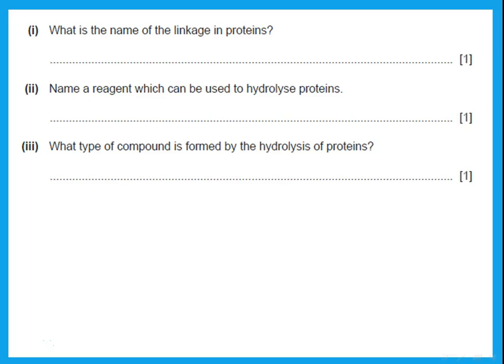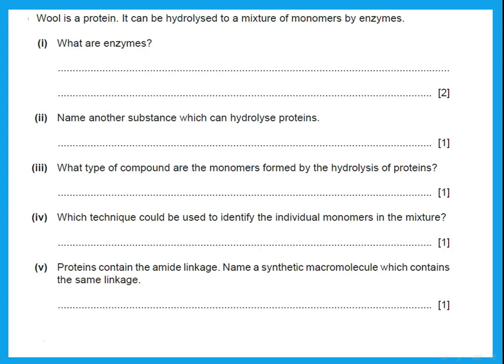What is the name of the linkage in proteins? You should remember that proteins have an amide linkage. The C double bond O, NH, this is an amide linkage. Name a reagent which can be used to hydrolyze proteins. Remember we said hydrolyze proteins means break it up. If I want to break it up, I heat with hydrochloric acid or any acid. What type of compound is formed by the hydrolysis of proteins? When we break up proteins, it gives amino acids.